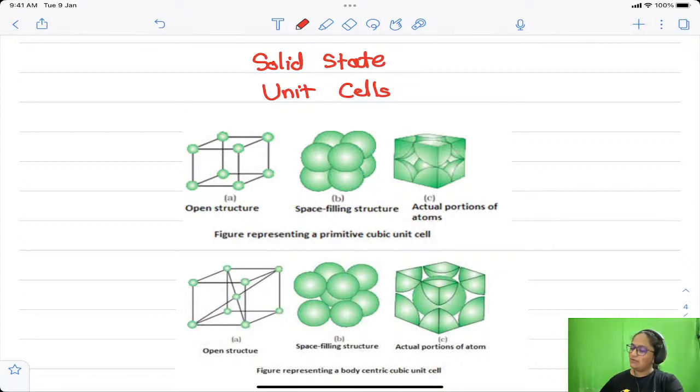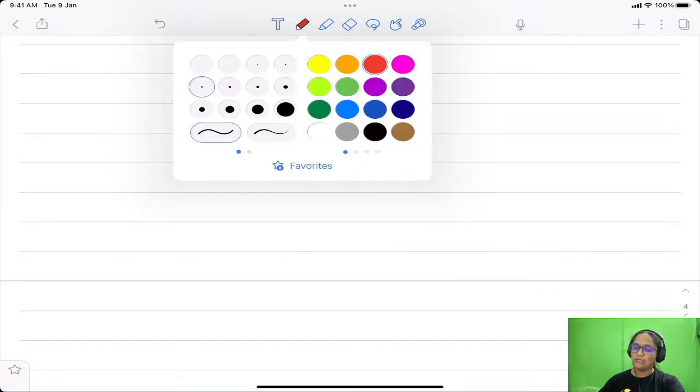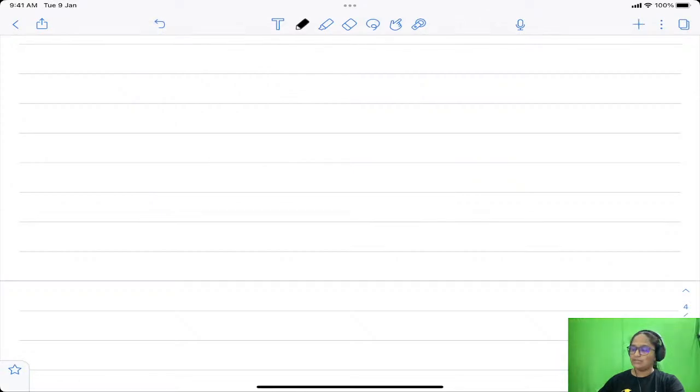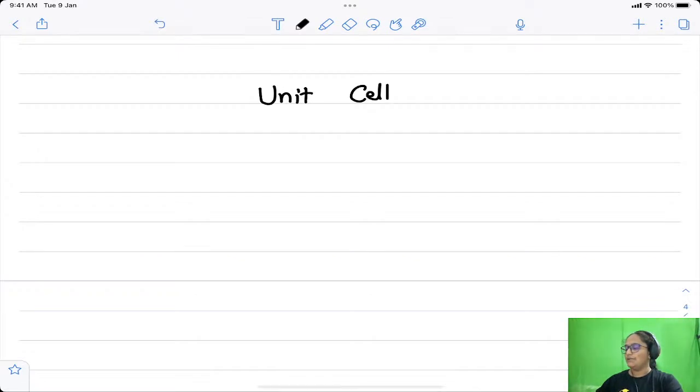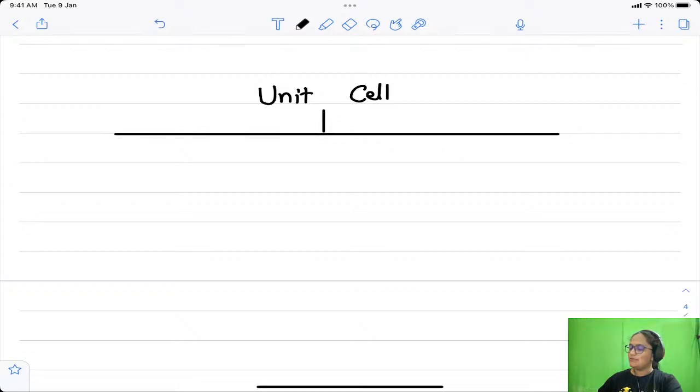The images I have already uploaded. I am just going to explain them first below, then I will go back to the images. We are going to talk about the unit cell. Unit cells are nothing but the smallest fundamental repeating unit of the crystal lattice, right? There are two main types of the unit cell. The first type is called the simple cubic unit cell.